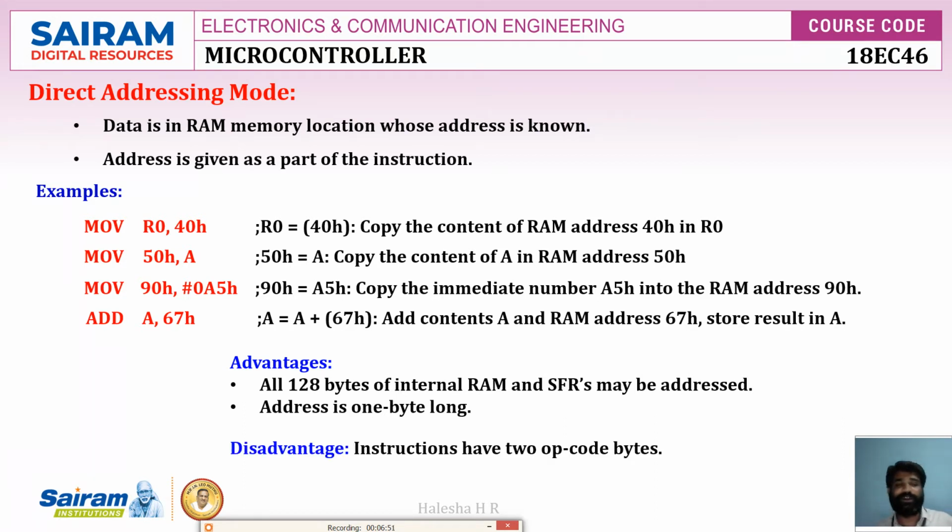So the disadvantage is that instructions have two opcode bytes. I mean, one byte is opcode, another byte is address. And in this instruction you will have three bytes: one is opcode, another one is memory address, another one is immediate number. 3-byte opcodes. Okay, this is the disadvantage.